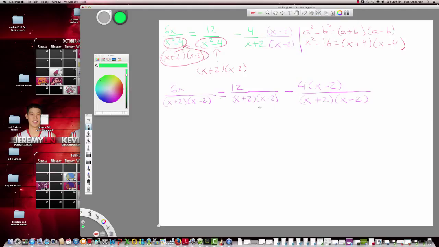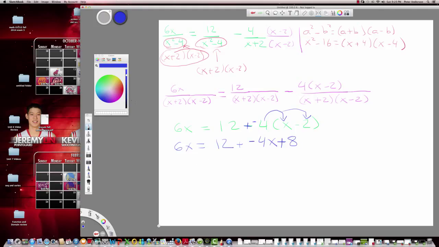Now, I'm going to do this in green. Since the bottoms all match up, the tops are just going to be 6x equals 12 minus 4 times x minus 2. All right, simple equation. Let's just go through and solve it. Distribute this negative 4 into both of these. If you find yourself making silly mistakes in regards to that, maybe rewrite this as plus negative so you don't make a silly mistake. 12 plus negative 4x, because I have to distribute the negative with it. And here's the one that everybody makes the mistake on: negative 4 times negative 2 is positive 8. Negative times a negative is a positive.